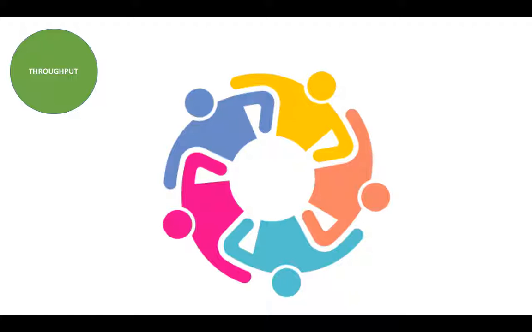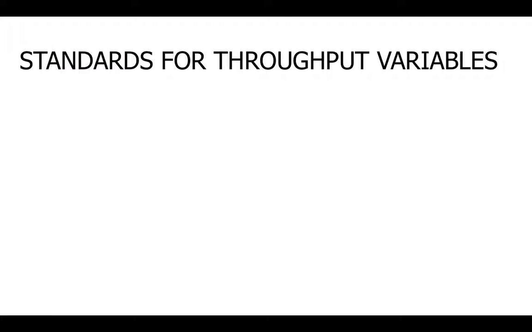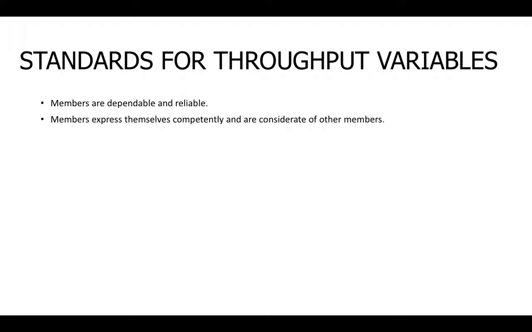The textbook defines throughput as the actual functioning of a system, the actual doing of something, how the system transforms inputs into outputs. And again, there are a series of standards that we can apply to throughput variables. First, members must see each other as dependable and reliable, and must be dependable and reliable in order for that throughput to actually happen. Members should express themselves competently and be considerate of other members.